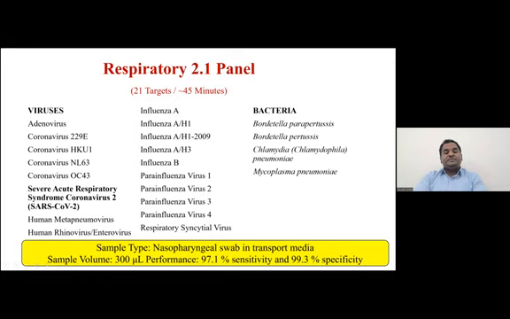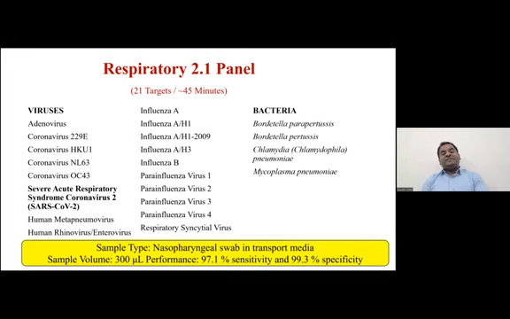The sample taken for this panel is nasopharyngeal swab in transport media, and the test has a 97% sensitivity and 99% specificity. The primary use of a respiratory panel is most often in emergency rooms where you have a patient with acute respiratory illness. You take the nasopharyngeal swab sample, send it to the lab, and identify the exact organism, and you may be able to decide the treatment plan based upon your respiratory panel.